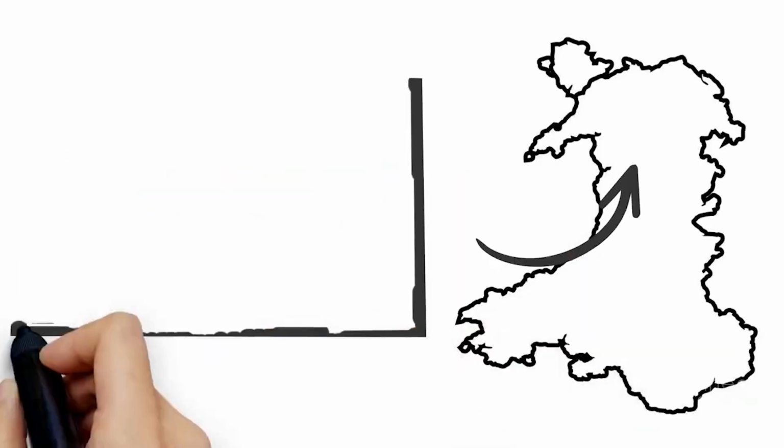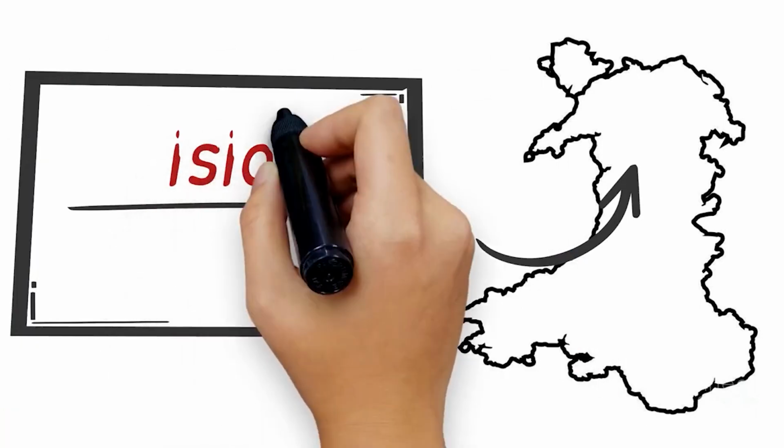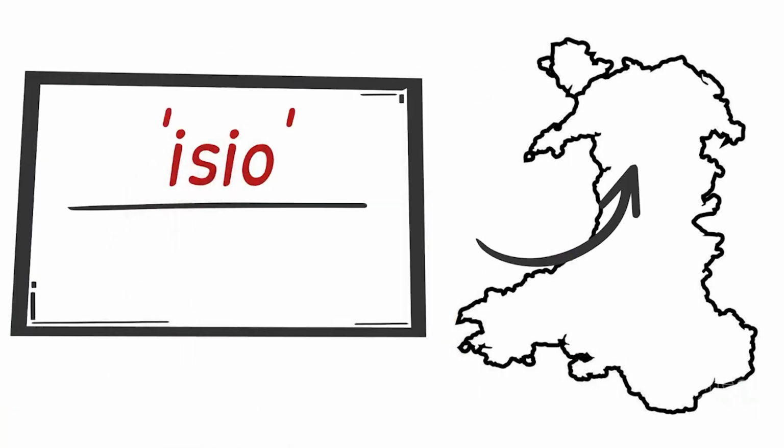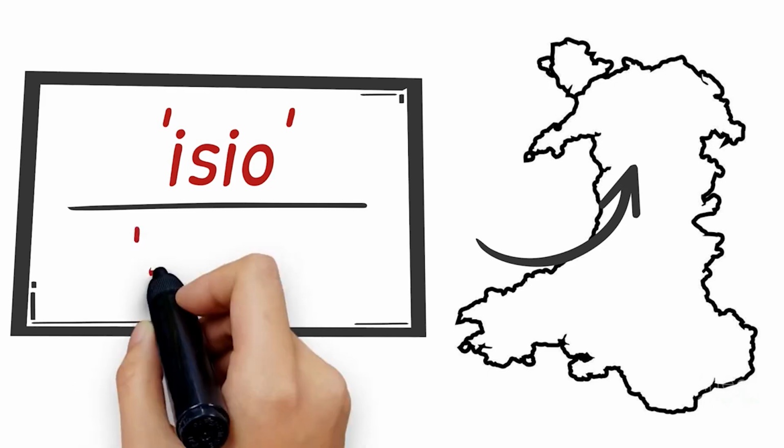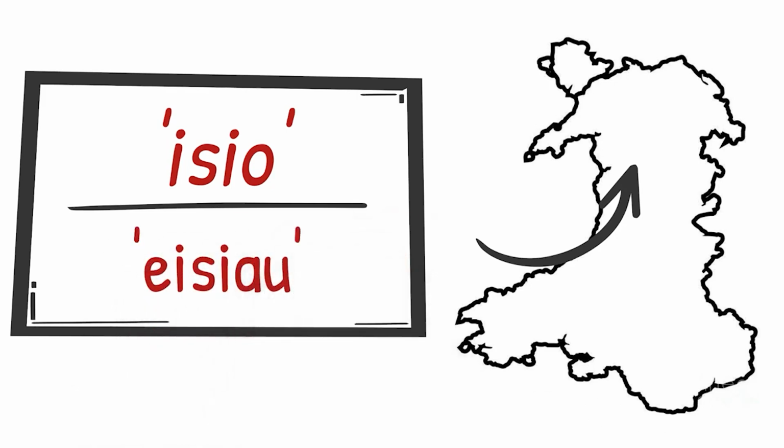In North Wales, you will hear isio in spoken Welsh. And you're likely to hear the full formal form of eisiau. Both are fine to use in spoken Welsh.